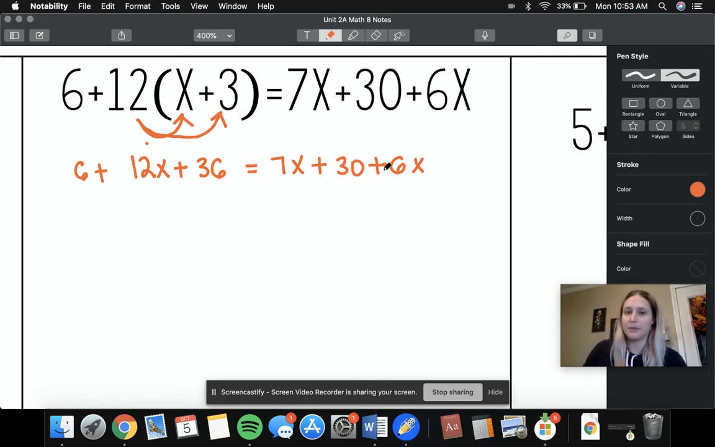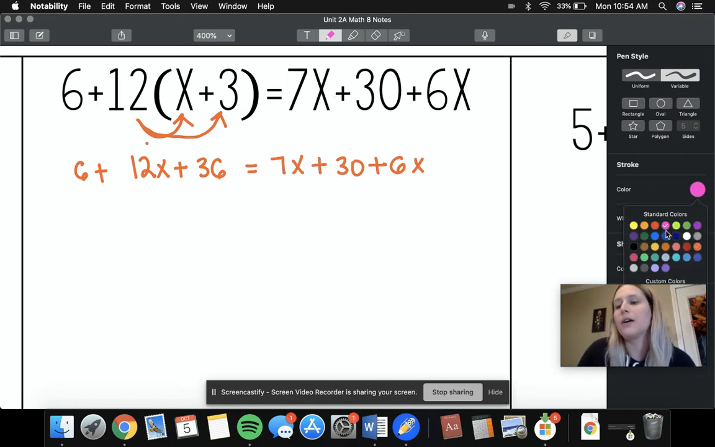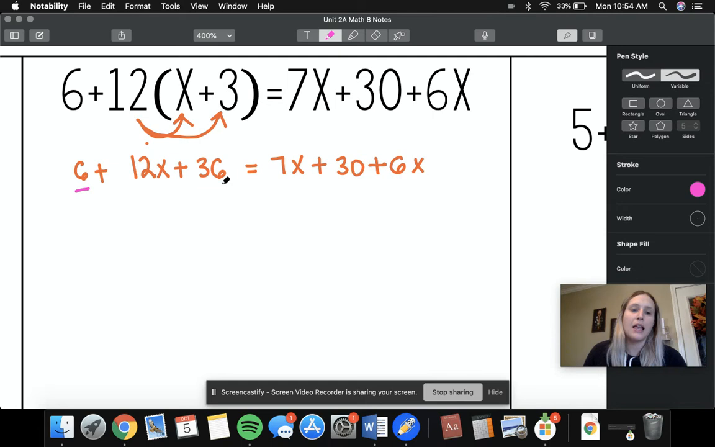Okay, I didn't do anything with the right-hand side yet. You could have if you saw it, but that's fine. Okay, so now I'm going to look at the left-hand side, and I'm going to ask myself what I can combine together. Okay, so I see a 6 and I see a 36.